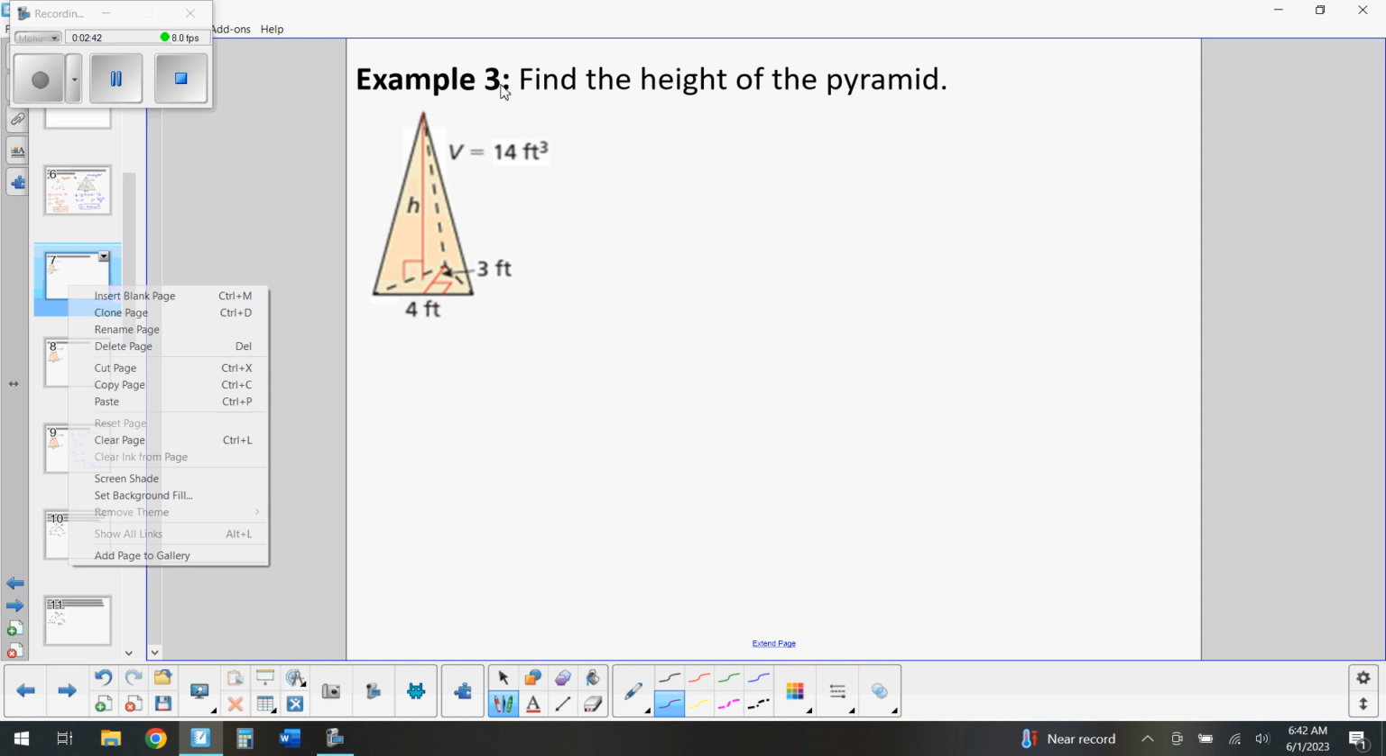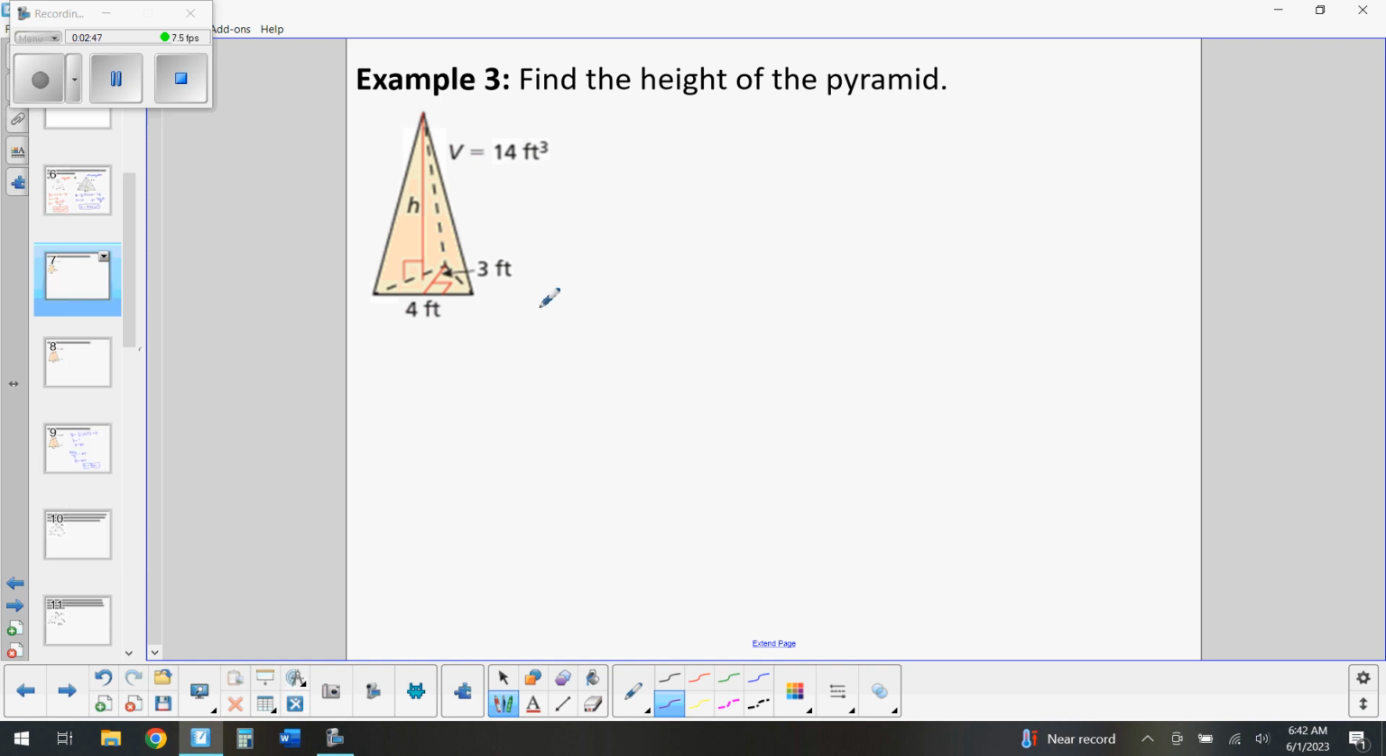All right, here we're given the volume is 14. We have a base. If I were to draw that base out, it looks like this. So the height of the triangle is 3, the base of the triangle is 4. So I know B is 1/2 times 3 times 4, or 6.